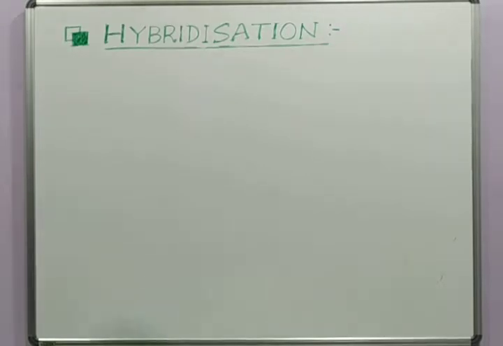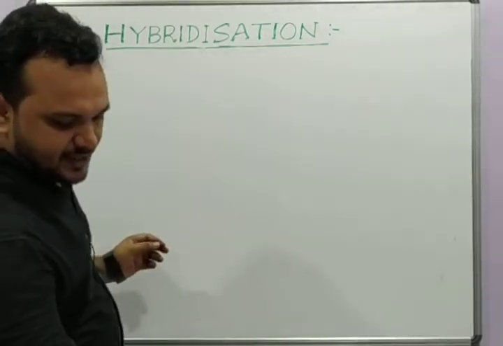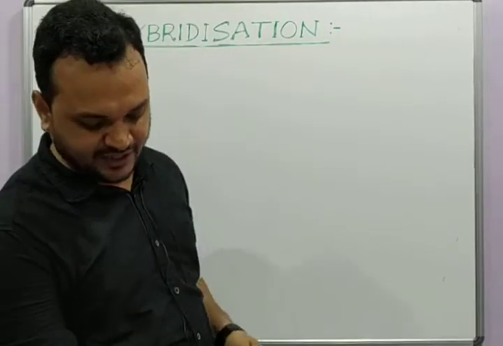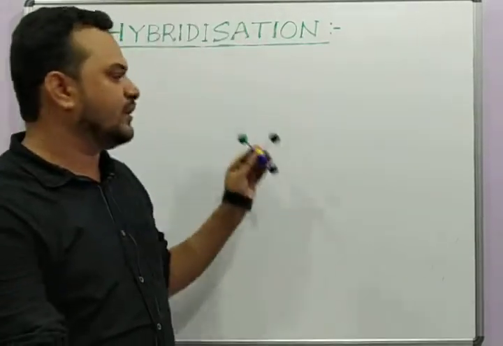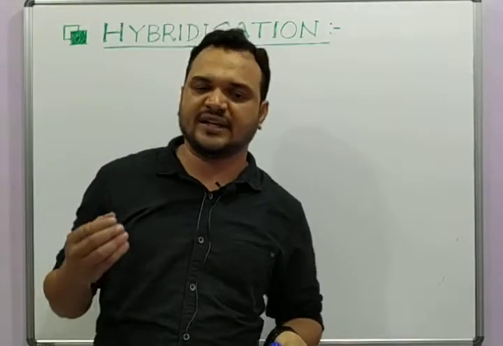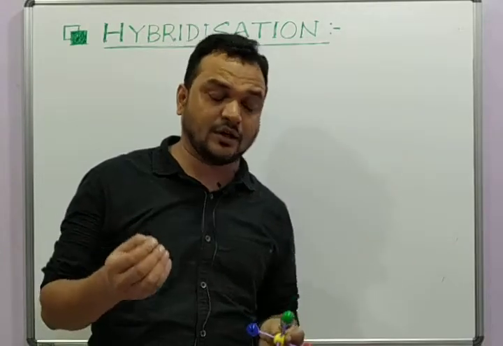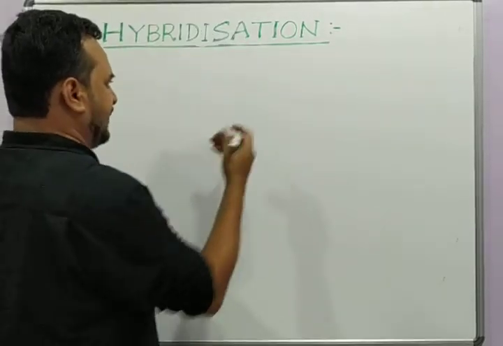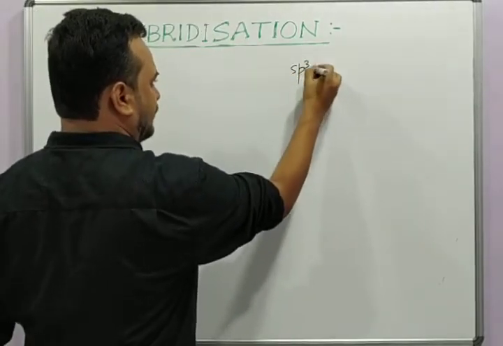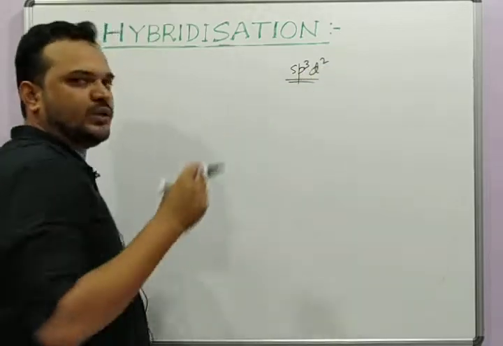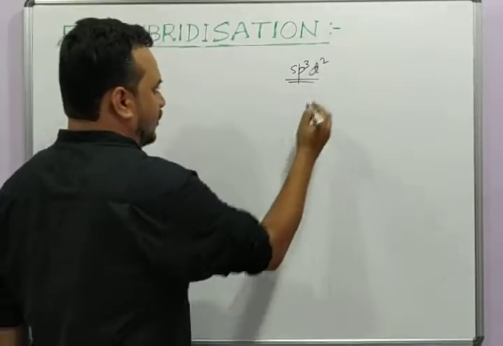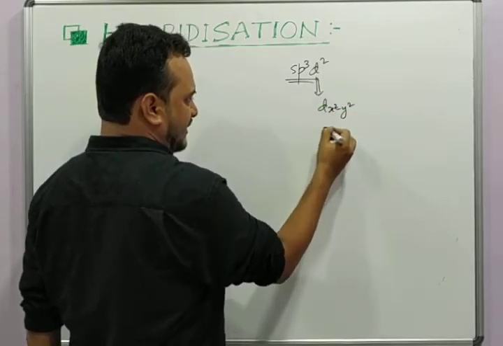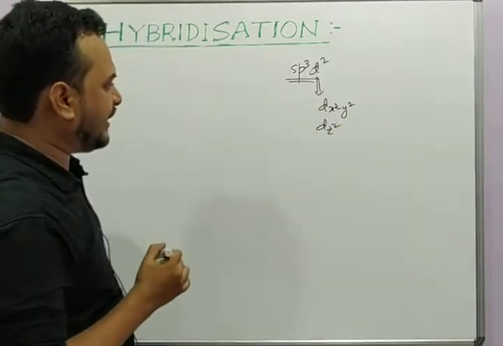Now the question which arises is that, like in sp3d, I said it is the dz square orbital that participates. In sp3d hybridization, I have shown you it is the dz square. You cannot arbitrarily take any of the d orbitals to participate in sp3d hybridization. Just like that, in sp3d2 hybridization also, you cannot take any of the d orbitals. They are particular. What are those 2 d orbitals? One is dx square minus y square, another is dz square. Now how can we explain it?